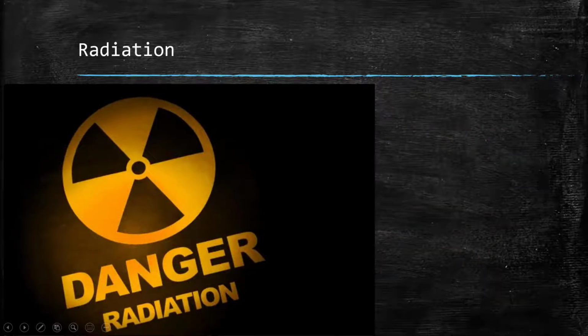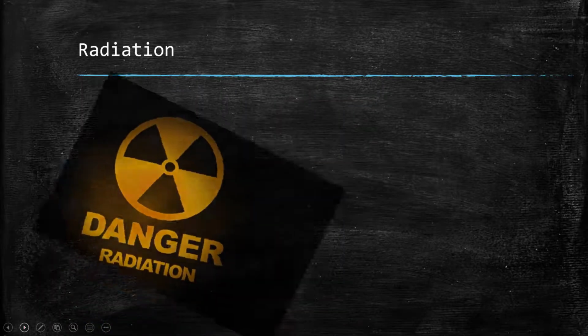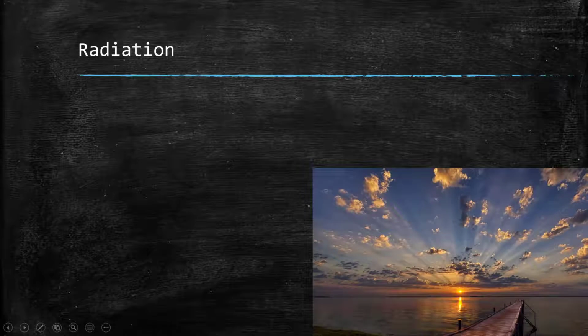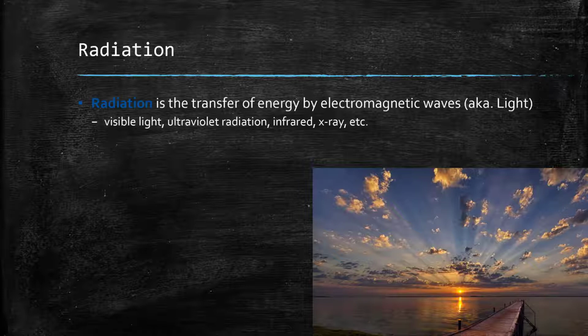So first off, radiation. Everyone thinks of danger, nuclear radiation. That's called ionizing radiation, and that's not exactly what we're getting into. When you think of radiation in this class, you want to think of radiation like this. If you see the sun, you're seeing radiation. You're being bathed in radiation. Radiation is just the transfer of energy by electromagnetic waves, aka light. It could be visible light, UV, infrared, X-ray, radio, microwave, gamma. Those are just different forms of energy, and we'll get into what the differences are further down the line. But for now, just think of the visible light from the sun. That's radiation.